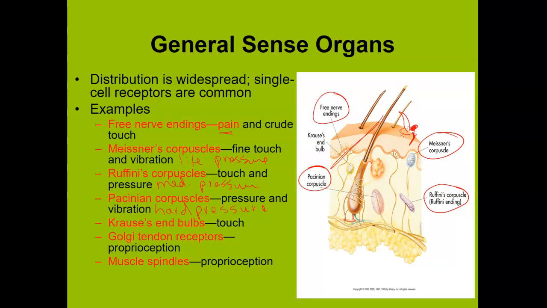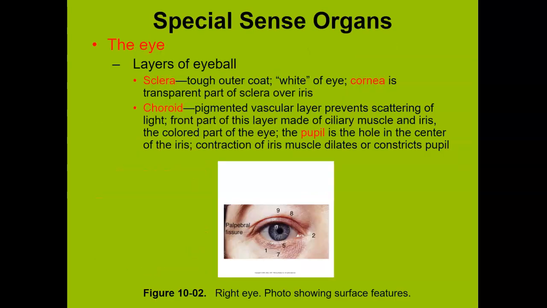Golgi tendon organs, which are not in this picture, have information about proprioception. You'll find Golgi tendon organs associated with muscle, and that includes the muscle that might be associated with hair. And then muscle spindles, also proprioception, but we don't have that in here. Skeletal muscle would be the muscle spindles.